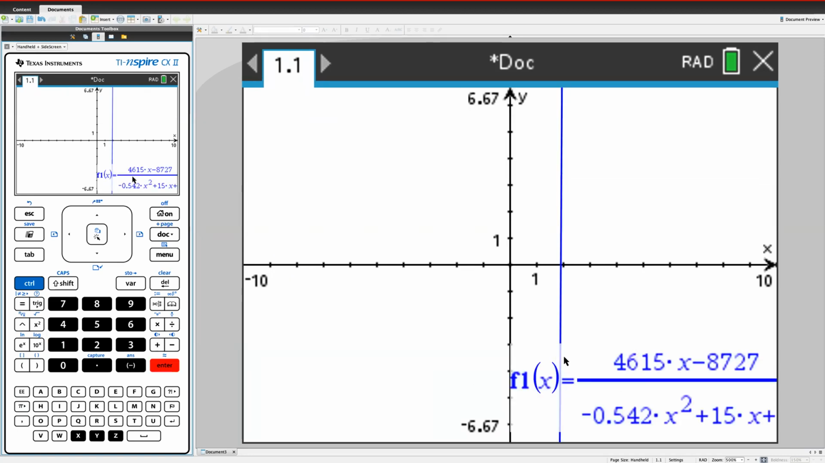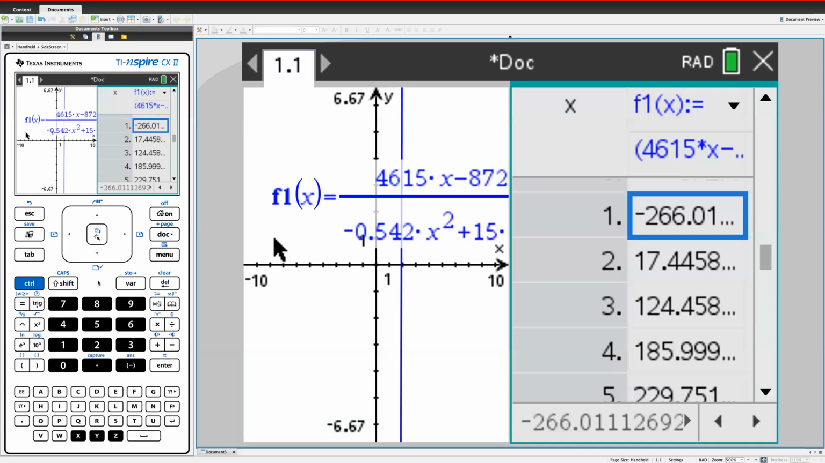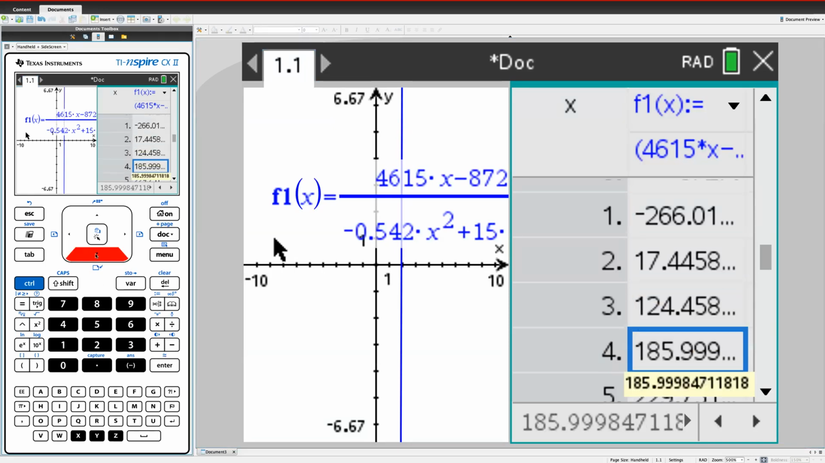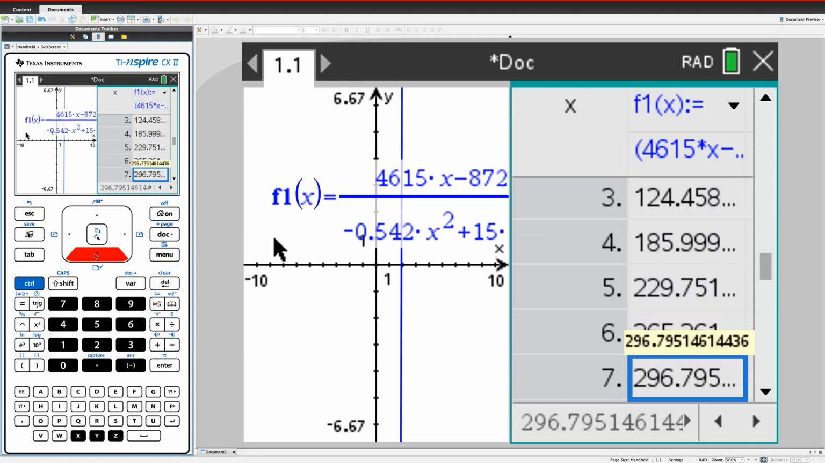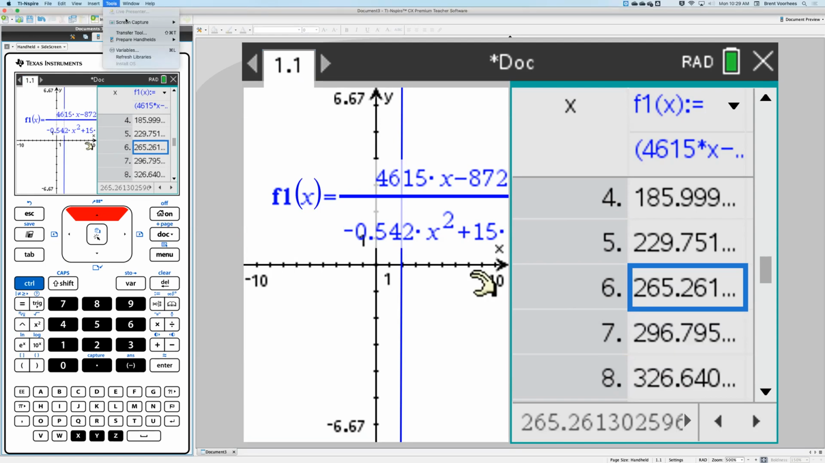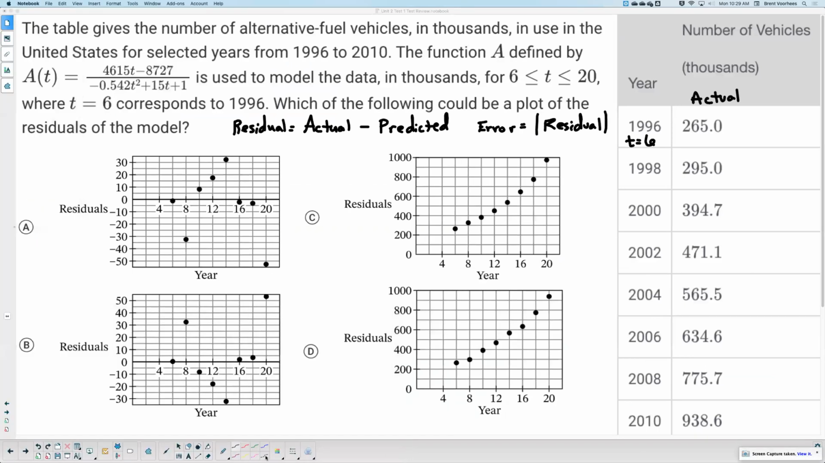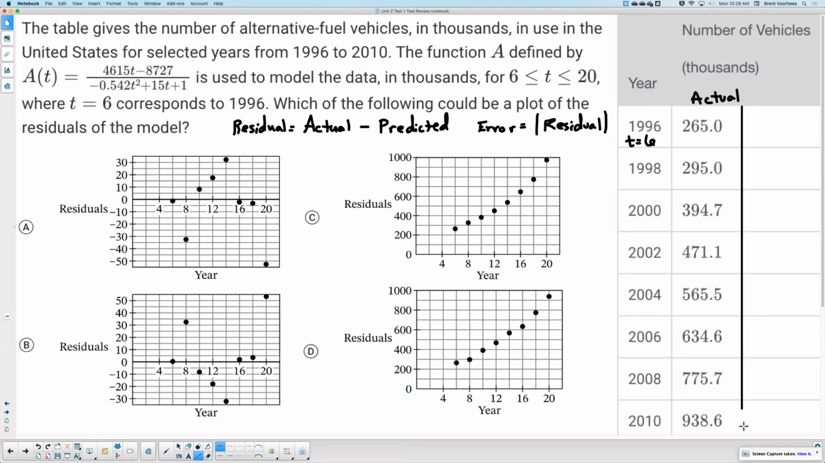Let me graph that. Now, I don't care to look at the graph. What do I care to look at? The table. And the first value I want to compare is 6. So what's the predicted at 6? 265.261. All right, let's do this. Over here, I'm going to add a little column, and I'll call it predicted.